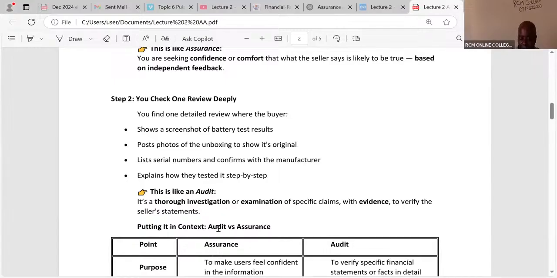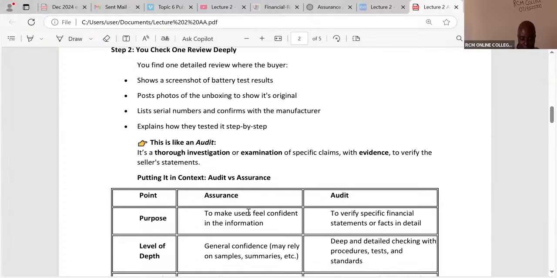Putting it in context, audit versus assurance, ladies and gentlemen. In terms of purpose, assurance is to make users feel confident in the information, financial statements or facts in detail. For us, audit is about verification of specific financial statement items. Level of depth: assurance is normally general confidence, and may rely on sample summaries. Audit is very deep and detailed, checking with procedures, tests, and standards.